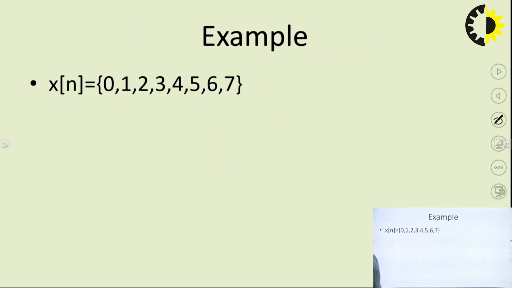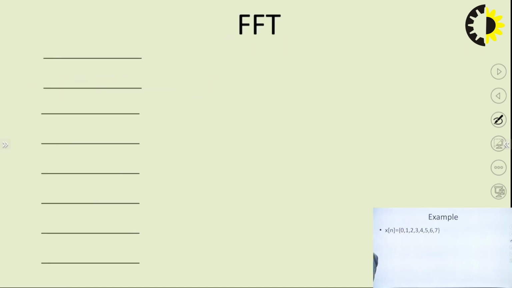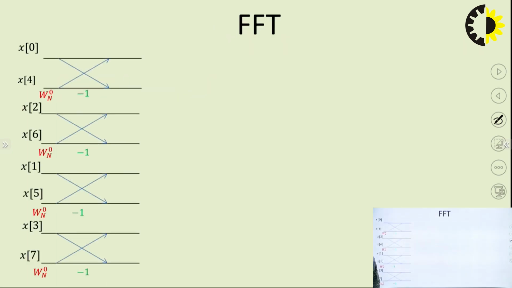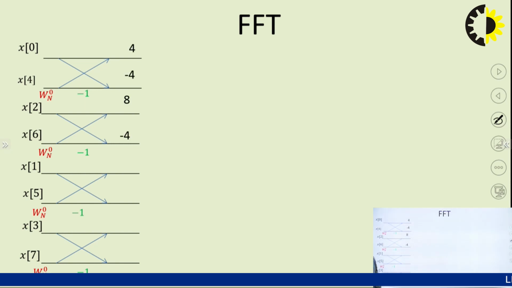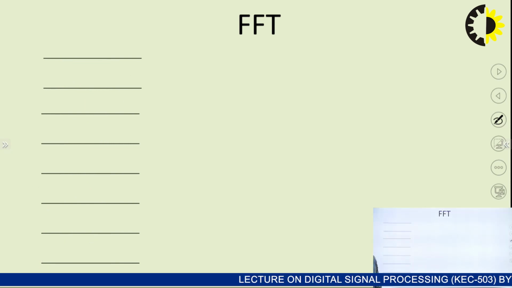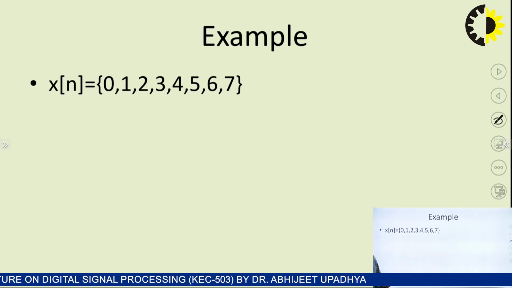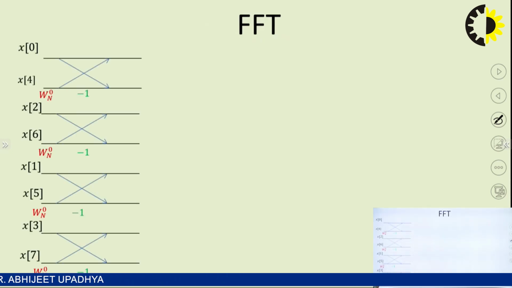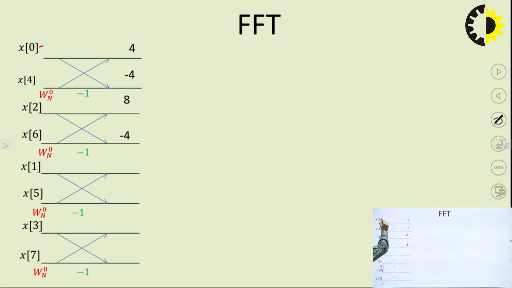So suppose we take a DIT example, x of n is 0, 1, 2, 3, 4, 5, 6, 7. Now if I make out the first stage, it looks like this, and the values are taken from the numerical itself. So 0 is 0 and 1 is 1; all these points are very straightforward. This is 0, this is 4, this is 2, this is 6, this is 1, this is 5, this is 3. The values are equal to the indices basically.